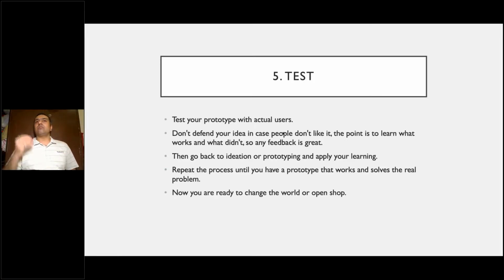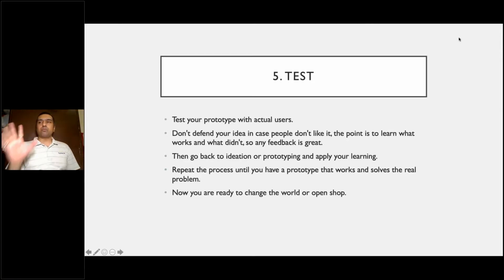The whole point is, when you're testing your prototype, try to understand what worked, what didn't work. That's the whole point, to learn what is working and what is not working. Go back to ideation or prototype, apply your learning, repeat the process. Design thinking is not a linear process. I mean, that should be the second key learning from this presentation. Design thinking is not a linear process. It's not that you start and you end and that's it. It's an exploratory and iterative process.